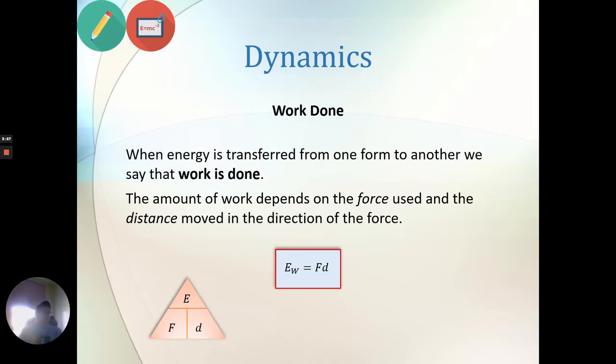So, we need to introduce our first equation. This is called work done. Work done is the energy required to move an object a horizontal distance. And we just calculate it by taking the force and multiplying it by the distance. I've included the formula triangle at the bottom left.